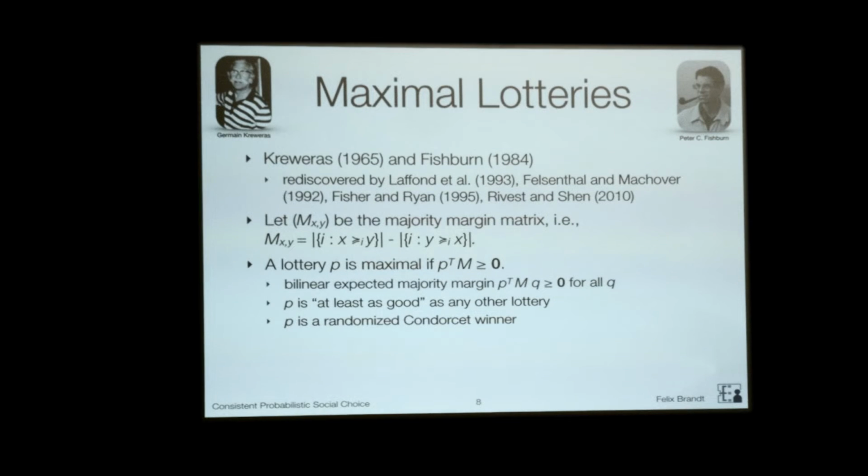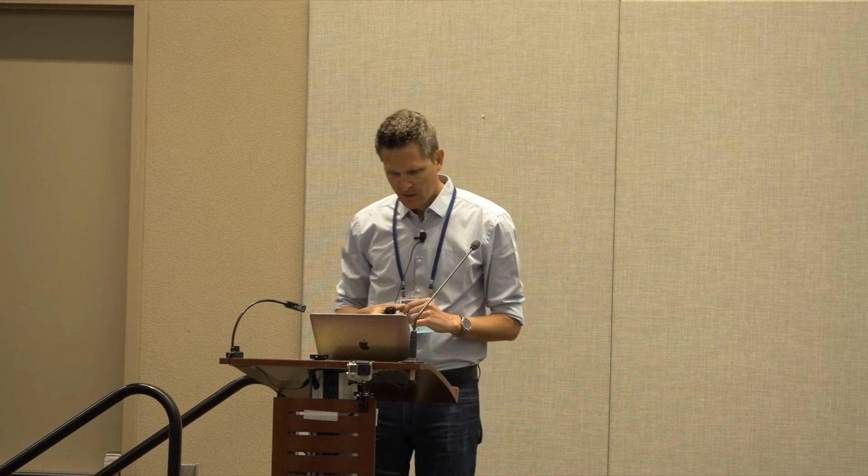There's also an interesting connection to game theory, which you may have noticed if you have looked at the definitions carefully, because this matrix M is a skew-symmetric matrix, and you can interpret it as a symmetric zero-sum game. Then maximal lotteries are exactly the max-min strategies of that symmetric zero-sum game. It doesn't matter whether we look at the row or column player because the game is symmetric. So there's a very strong connection to game theory, which is quite useful.